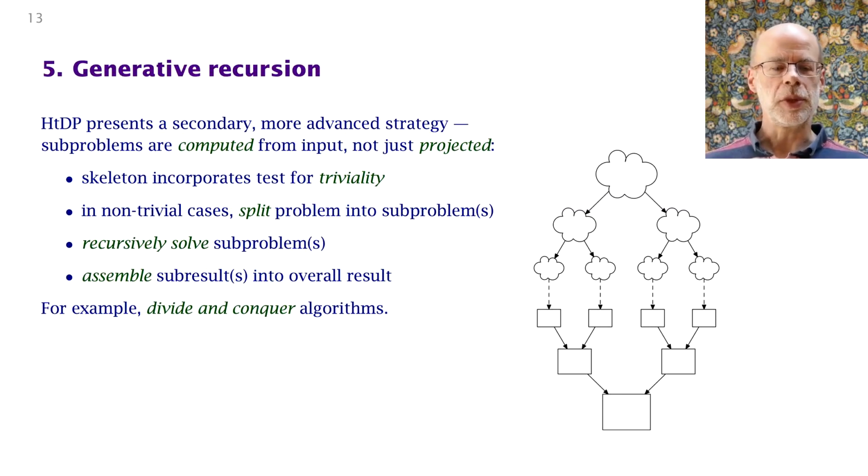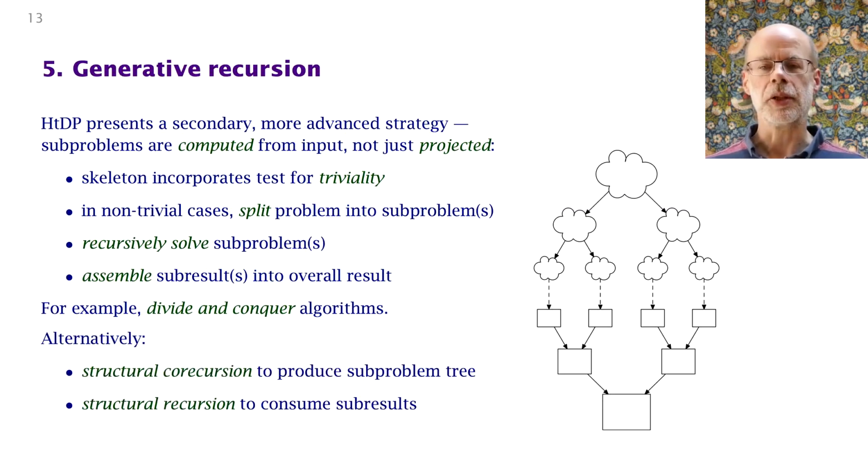So the design recipe for generative recursion says you've got a problem, you have a test for triviality. If it's trivial, you solve it by some other more basic means. Otherwise, you split it into subproblems, recursively solve those subproblems, and then combine those subresults into the overall result. Now, of course, this is a divide and conquer algorithm scheme, and students are being led by this design recipe to divide and conquer algorithms.